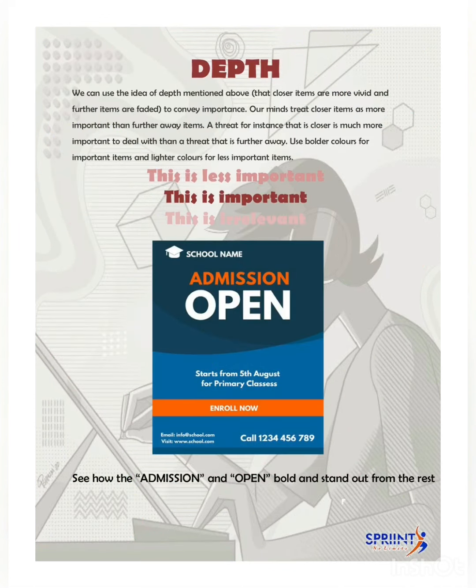Now going to depth, the next element, you see that depth is used to show emphasis. You can see the example where it was said you have this is less important, this is important, this is irrelevant. The one that is very important stands out to your eye. The one that is less important is a little bit into the background, and the one that is irrelevant is more into the background. You barely see it. You get?